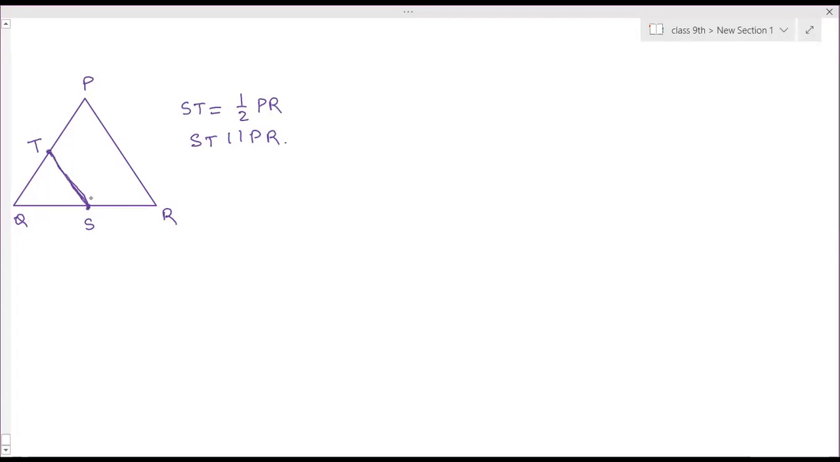Now if I join U, and U is the midpoint of PR, then what can you say? SU is half of PQ and SU is also parallel to PQ. Now T and U are also midpoints. So TU is half of QR and also parallel to QR if we join it.